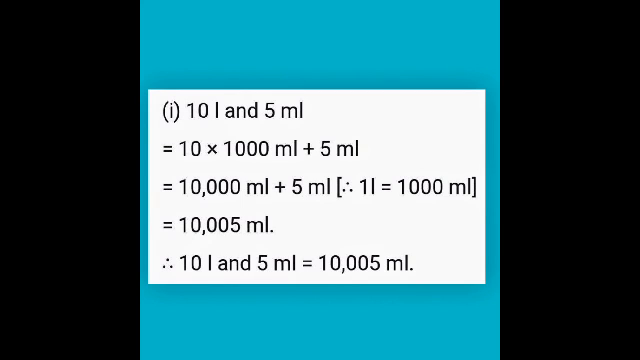Already we learned how to convert metric measures, so I am directly doing the sum. 1 liter is equal to 1000 milliliter. So 10 into 1000, 10,000 plus 5. 10,000 plus 5 is equal to 10,005 milliliter. Okay, move on to the next sum.